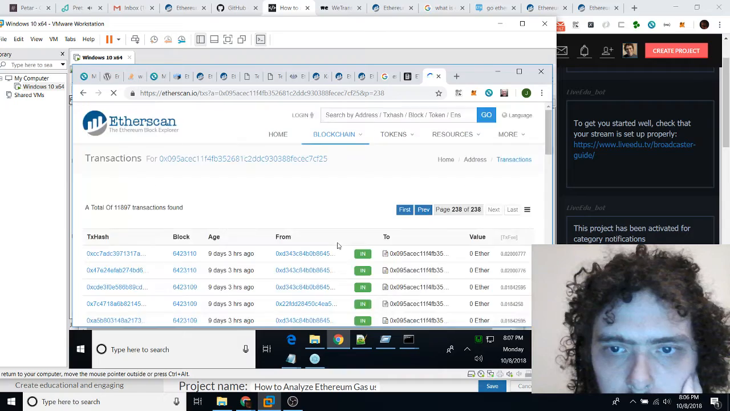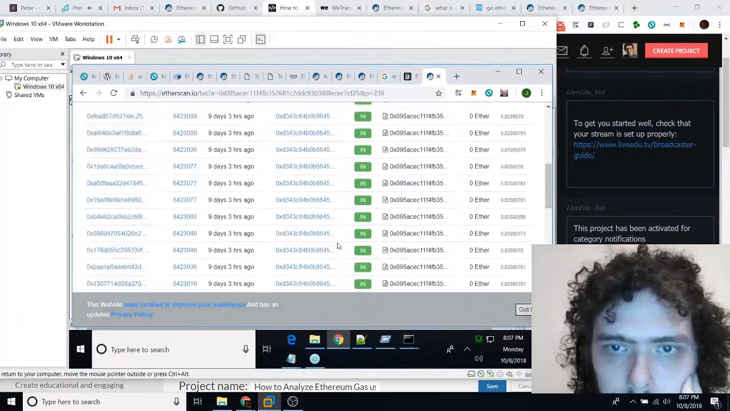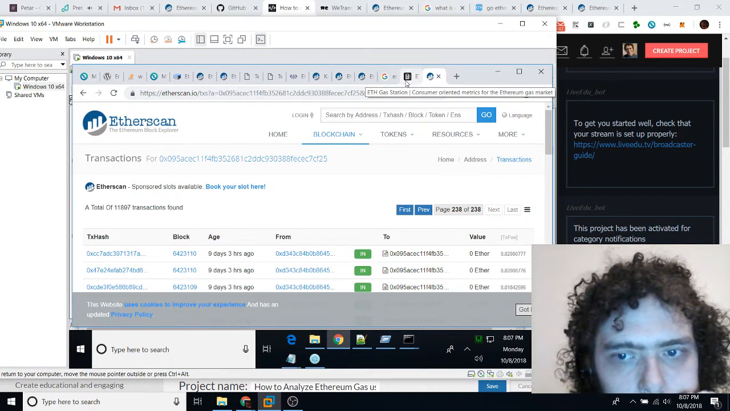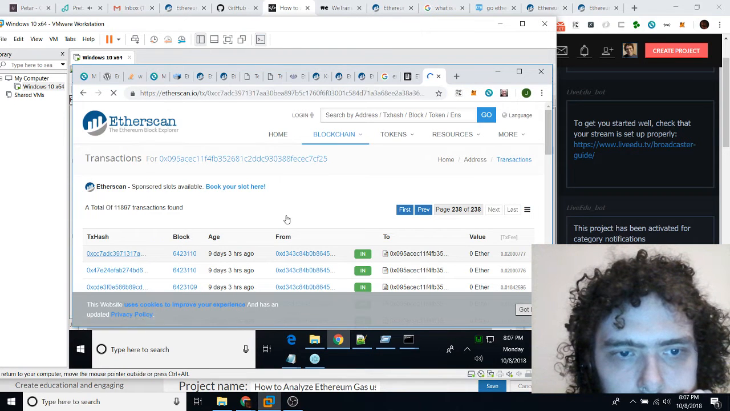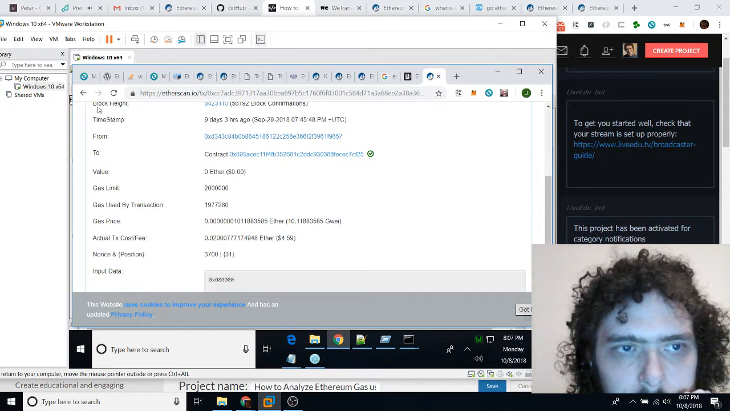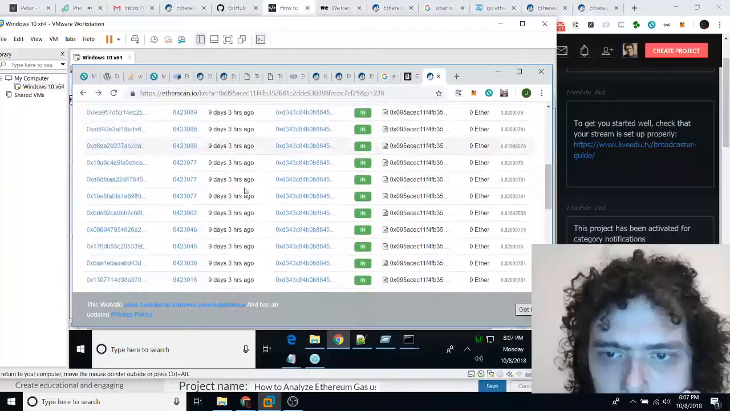Nope, not the case. People are doing zero Ether transactions. Even on the last page, they're doing zero Ether transactions. But they're paying $5 per transaction. I wonder if we can find an example that has a lot of gas here.